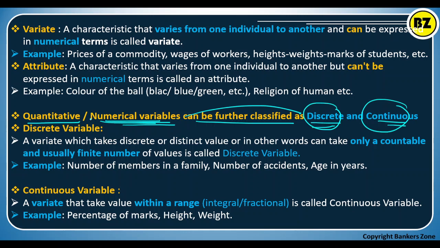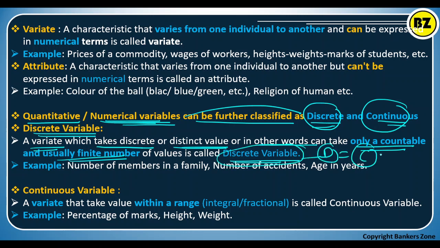Now simply, what is a discrete variable? See, a variate which takes discrete or distinct values. In other words, it can only take countable and usually finite numbers. It is called discrete. See, discrete, the name itself says it is countable. Discrete means simply remember countable, which you can count, or a finite number.